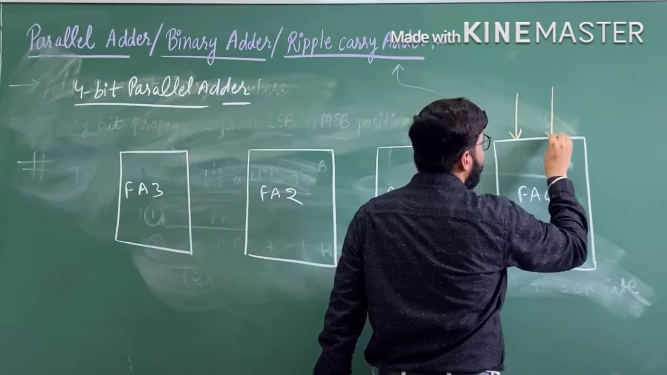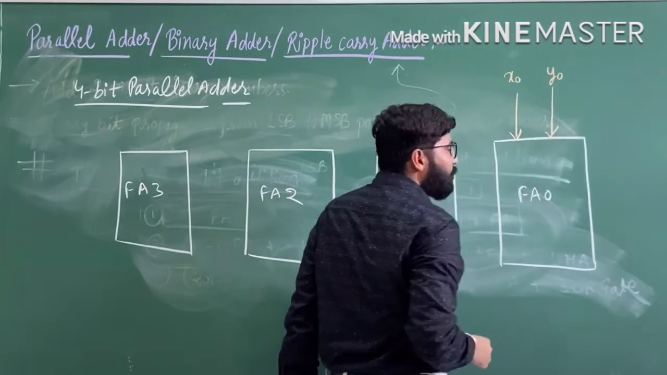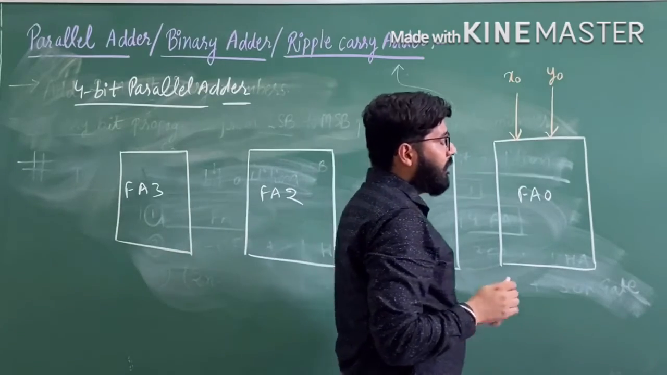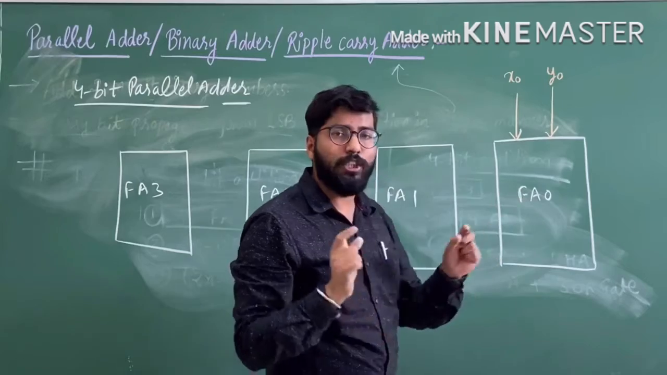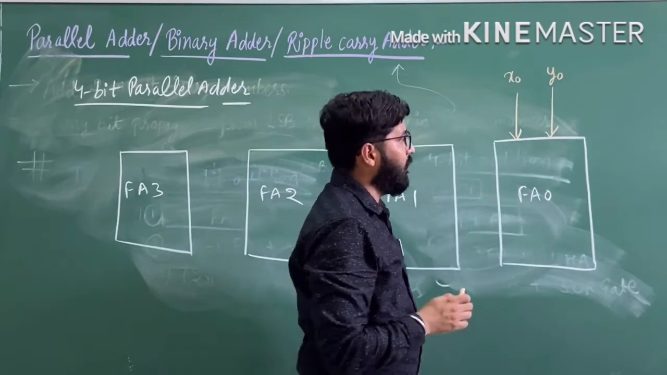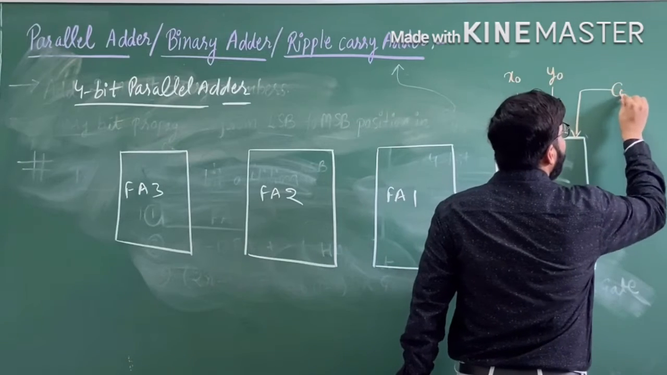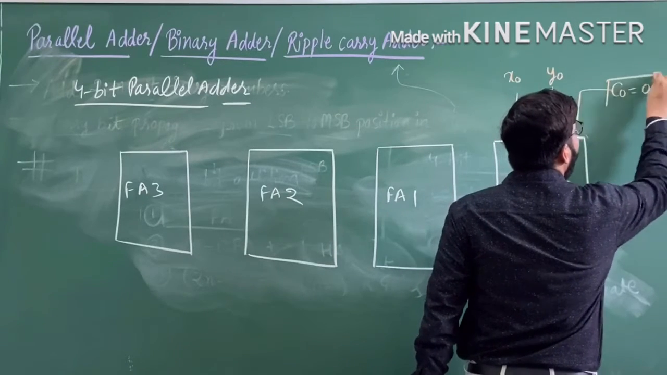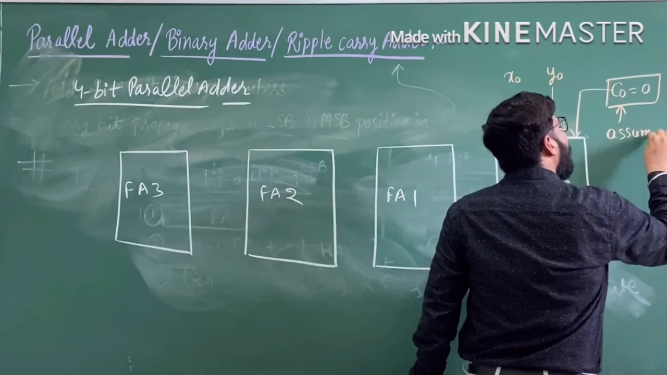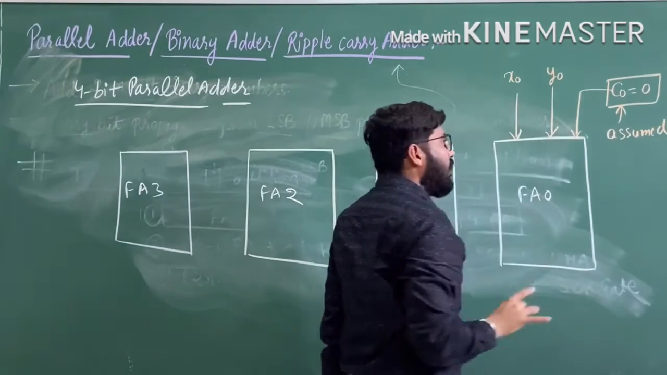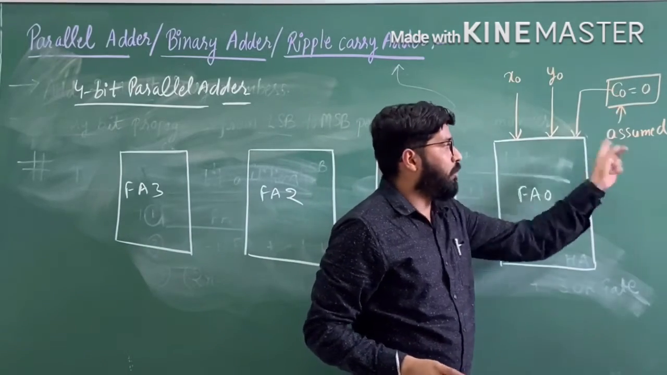Now see, we have to apply an input here. This is X0, Y0. Okay. And in the initial condition, we have to assume that there is a 0 carry in this adder. We have to consider the value of C0 equals 0. This is assumed. Okay. If it is 1, we have to consider it 1.